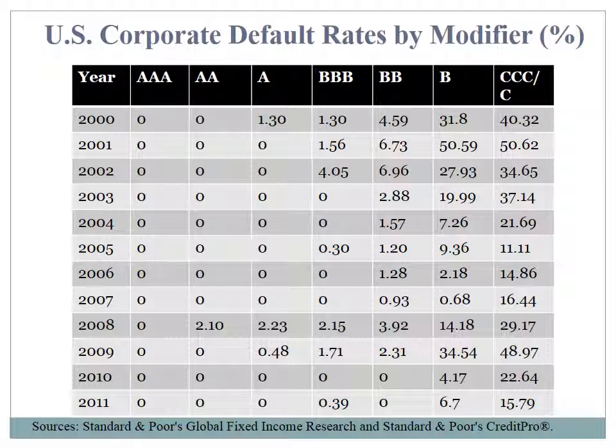Now, obviously, as the ratings get lower or riskier, so when you get to a triple B and a double B and a B and a triple C and a C, you expect a higher percentage of defaults, right? And if you look, that trend tends to hold pretty well there for Standard & Poor's. So with the exception of 2008, 2009, Standard & Poor's tended to do, I think, a pretty good job in terms of rating companies appropriately.